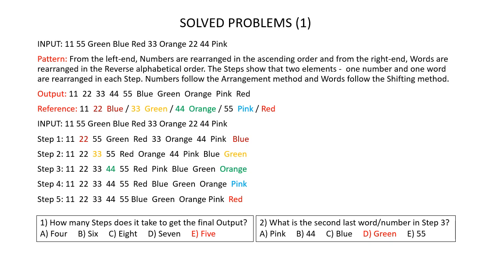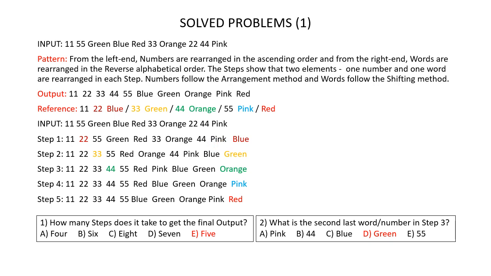The next elements that have to be rearranged in step 1 will be the first set in the reference line, which is 22 and blue. So write 22 in the second position from the left end in step 1, and write blue at the extreme right end. The rest of the input elements are written as they are in the same order.